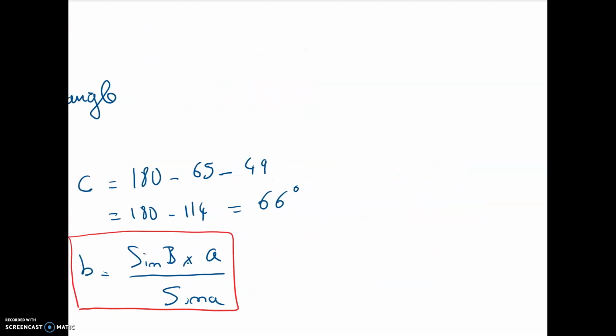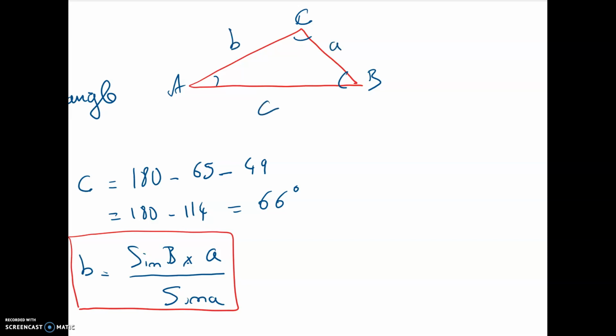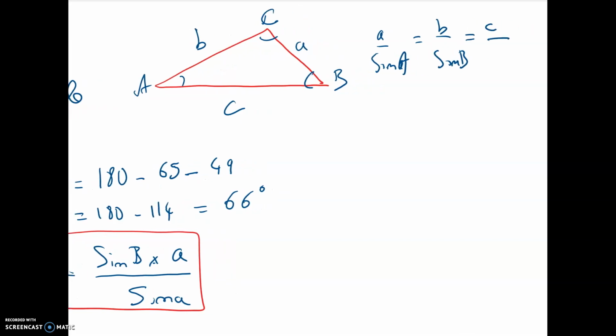So if you have a triangle defined with the angles A, B, C, and the sides a, b, and c right here, the law of sines is just saying that a over the sine of angle A equals b over the sine of angle B equals c over the sine of angle C. So in our problem, we have to solve the triangle given part.